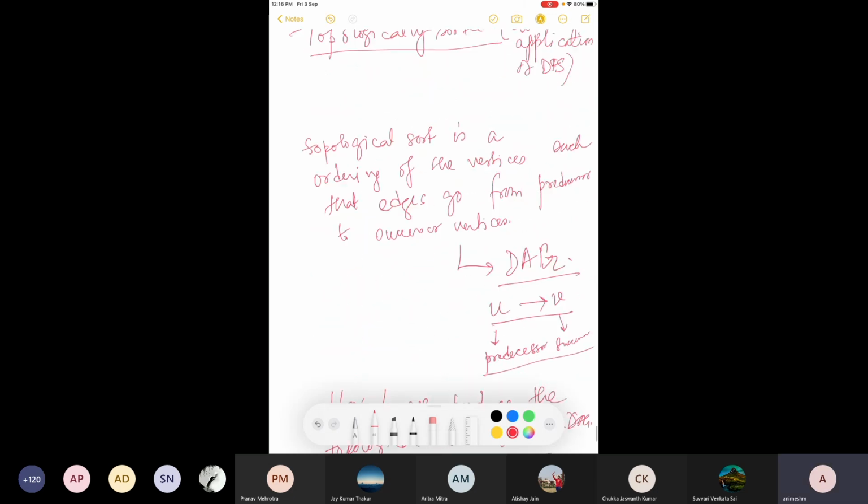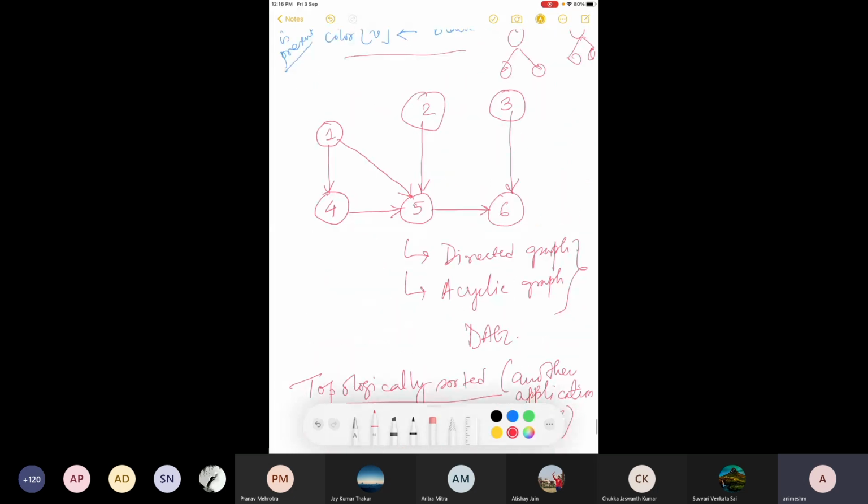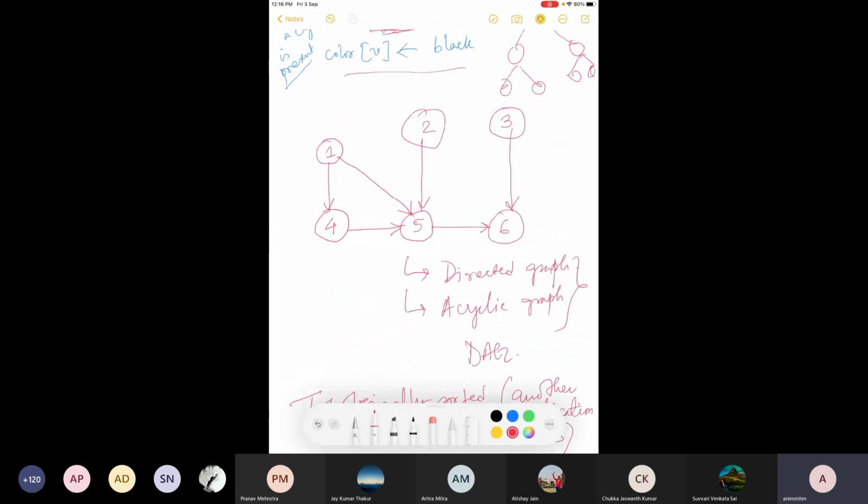Okay, let me give you some examples of the topological sorting of this particular graph. What could be some of the topological sortings? It could be 1, 2, 3, 4, 5, 6. It could also be 1, 4, 2, 5, 3, 6. There could be many others.